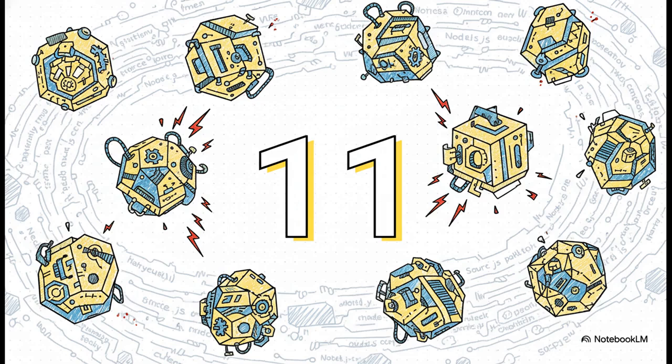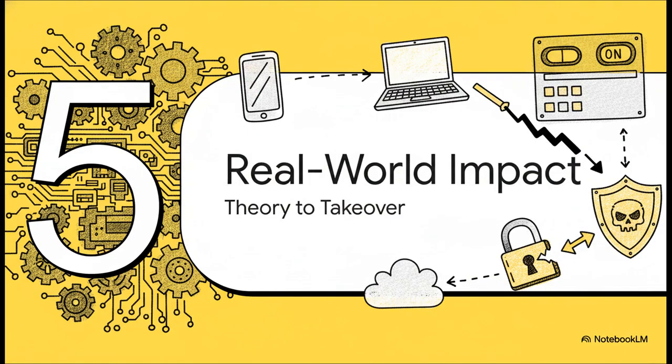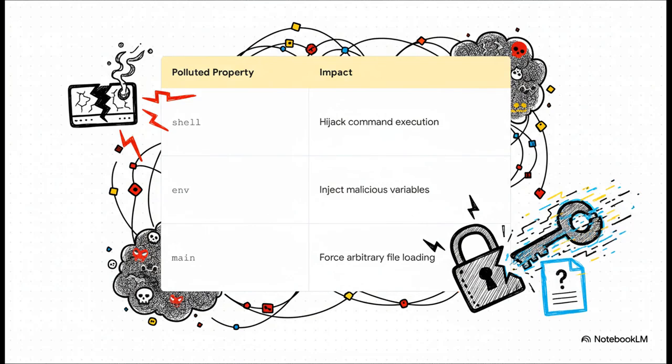11 universal gadgets just sitting there, hidden in the core Node.js source code, waiting to be triggered by a cleverly placed prototype pollution attack. So here's the crucial part. How this all comes together. What actually happens when you combine one of these prototype pollution vulnerabilities with one of those universal gadgets? Well, that's when you go from a cool theory to a complete system takeover. And the impact is just devastating.